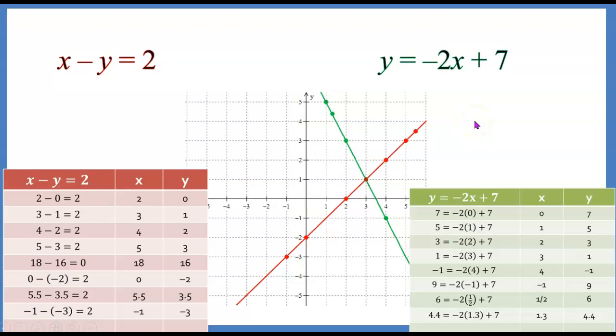And do you see the point where these two lines cross? The point that's on both lines, not just one or the other? Right there at (3, 1). The point where the x-coordinate is 3 and the y-coordinate is 1. So that would be the solution to the system.